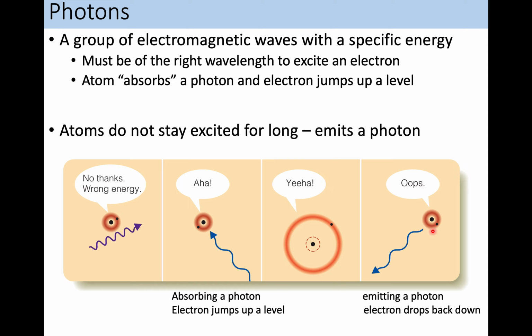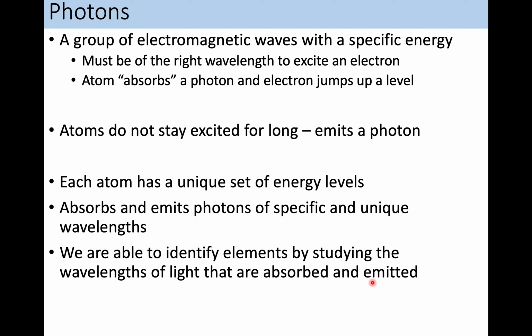So it's going to emit the photon right back out. The atom's going to get excited by a photon. The electron will jump out to another orbit, and then it will fall back down. It will drop back down, and the atom will emit a photon back out.